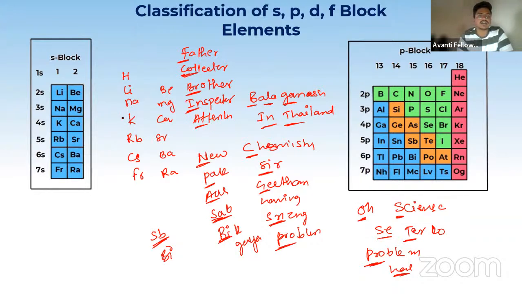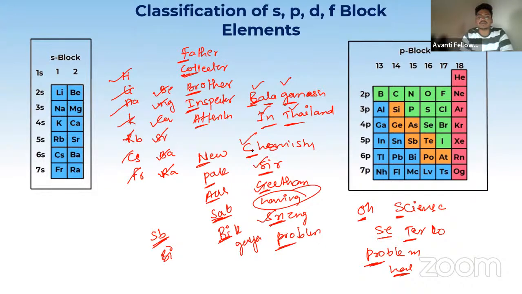Again, Helena ka Ruby close friend hai. Beta mange car, scooter, baap, Raji. I hope you can remember this clearly. Next one, Bal Ganesh in Thailand: boron, aluminum, gallium, indium, thallium. Next, chemistry Sir Geetam, having sneezing problem: carbon, silicon, germanium, tin, and lead. That's why we call it stannous, and lead is plumbum, so that's why Pb.